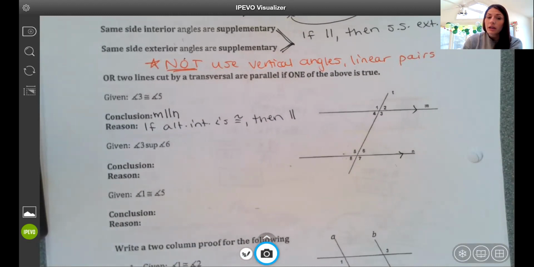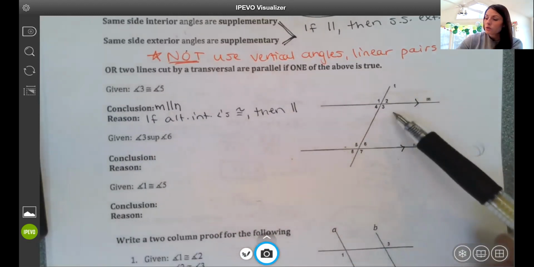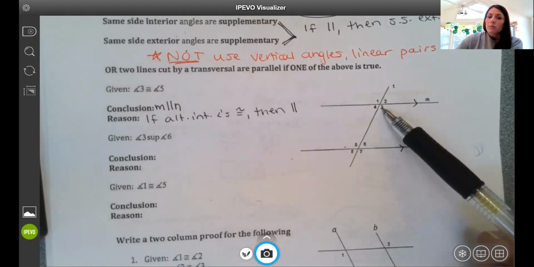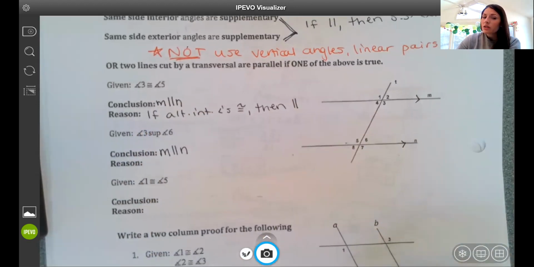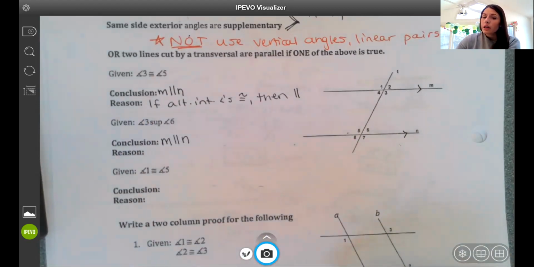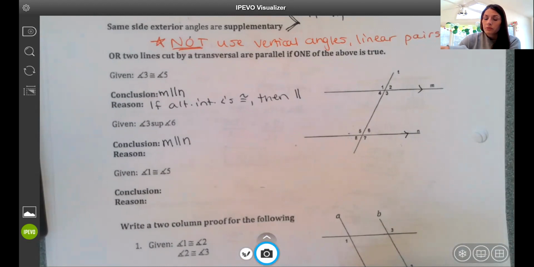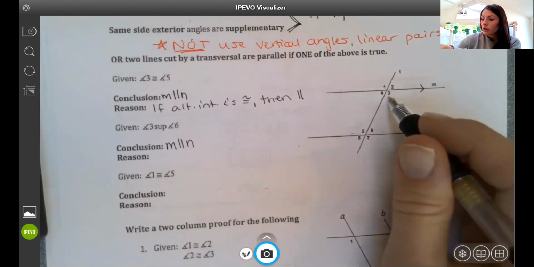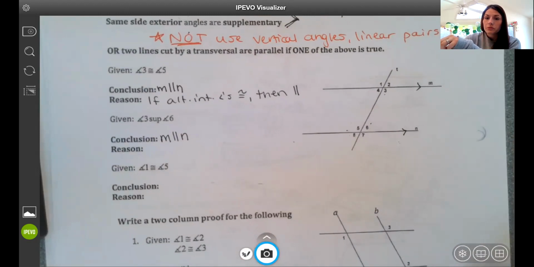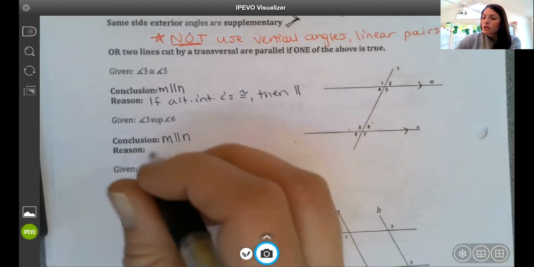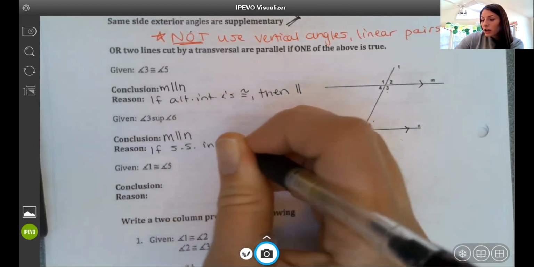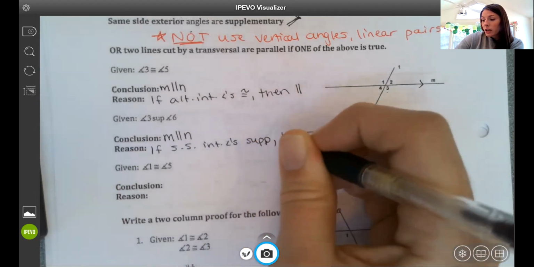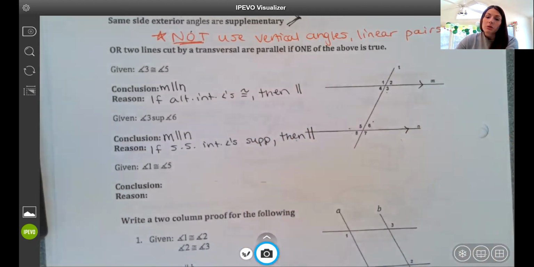Another example, if I was given angle 3 and angle 6 are supplementary, my conclusion again would be that these lines are parallel because 3 and 6 are what type of angles? Same side interior. So I have to be careful with my statement. If same side interior angles are supplementary, then my lines must be parallel.